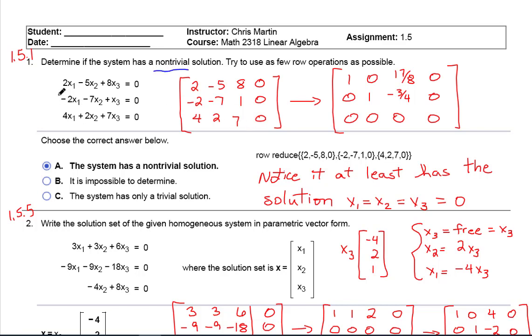So if I take my matrix, I do row reduction on it, I see that we do get an infinite number of solutions where x3 is the free variable, and then we get x1 and x2 dependent on x3. So yes, it does have a non-trivial solution. All right.